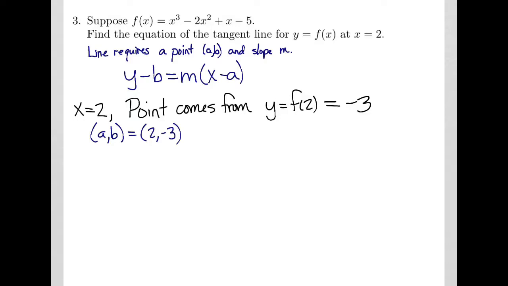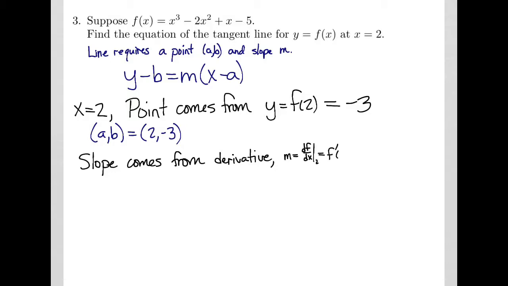Now to find my slope, I'll use the rate of change, or the derivative. My slope will be the rate of change of my function at 2, or in other words, the value of the derivative function at 2. So I need to calculate my derivative. F prime of x will be equal to 3x squared minus 4x plus 1.